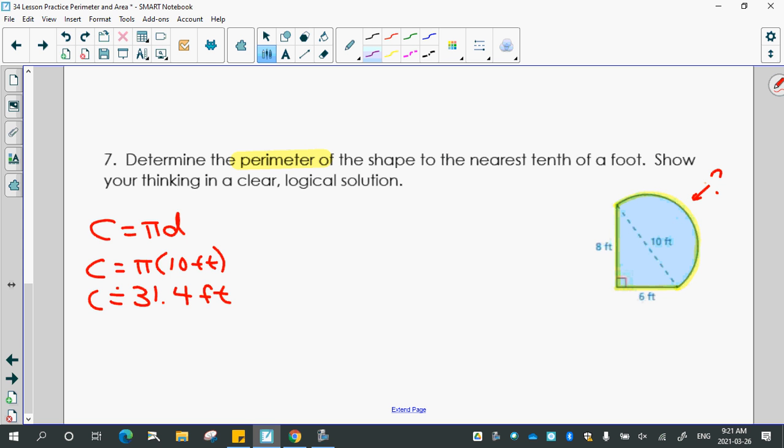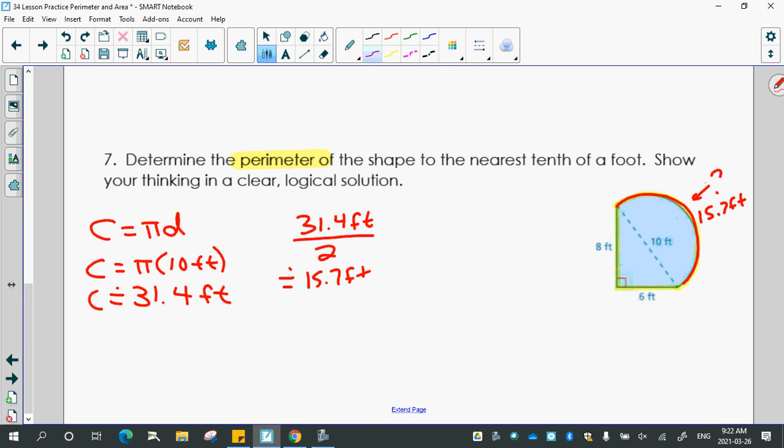31.4 feet. Now that would be if it was a whole entire circle, right? So what's just this part here? What would I have to do to just get this part here? Divided by 2. So 31.4 feet divided by 2. It's still approximate because I use an approximate number to begin with. Gives me approximately 15.7 feet. So this curvy side, as I call them, is 15.7 feet.